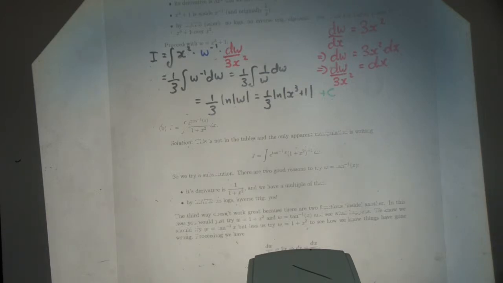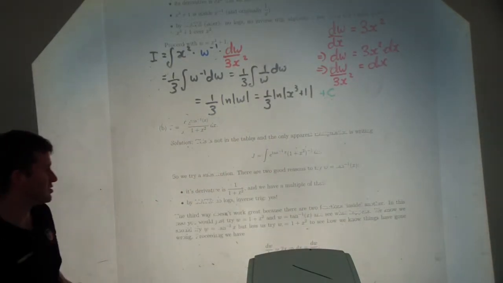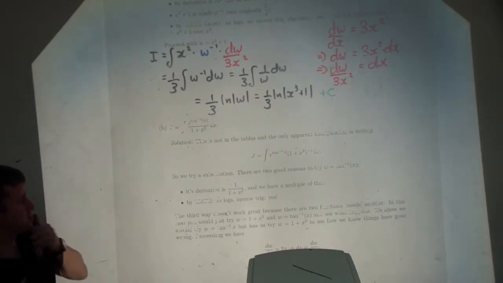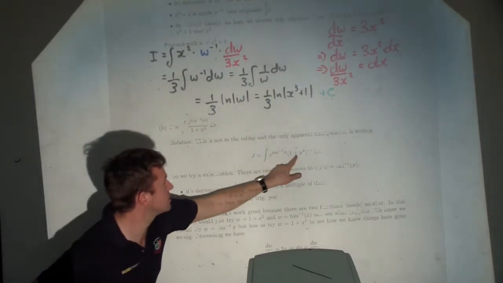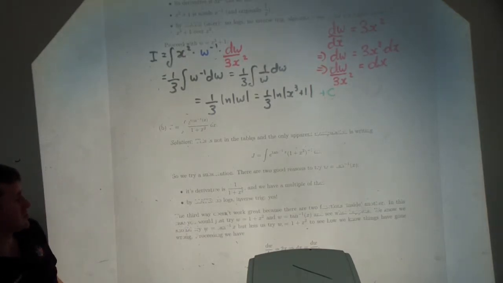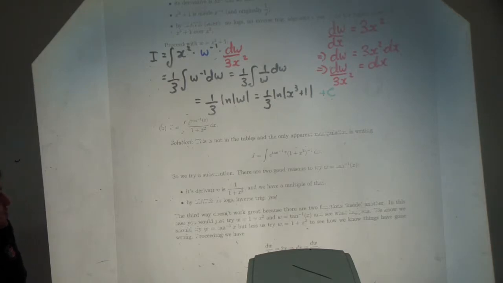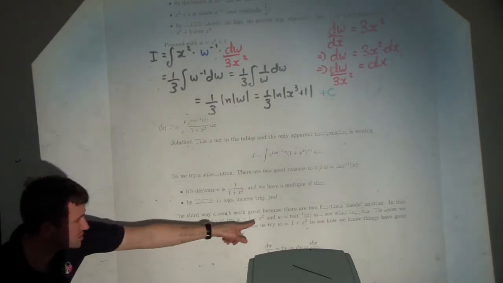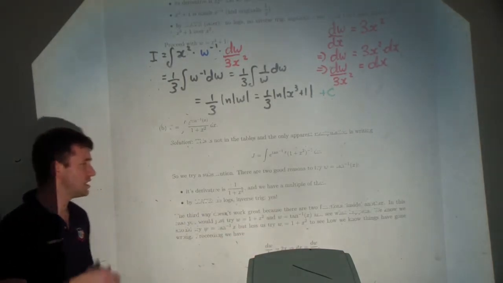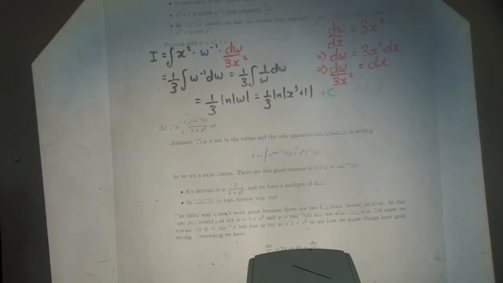The third way doesn't work great. Okay, let's see what happens here. I think this is saying what happens if you try w is 1 plus x squared. The third way doesn't work well because there are two functions inside another. This is inside and this is inside. In this case you could try both of them if you haven't a clue and see what happens. We know we should try this, but let us try w equal to 1 plus x squared to see what happens when it goes wrong.